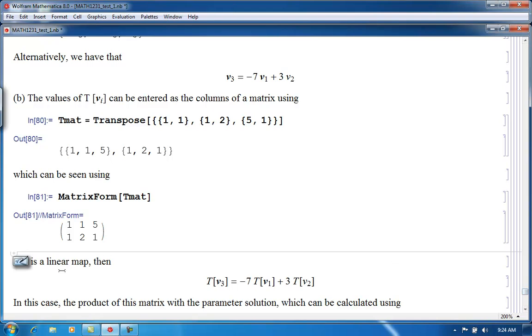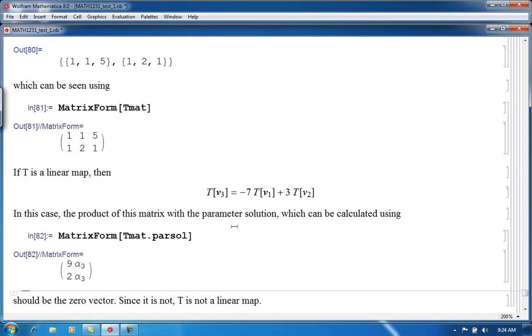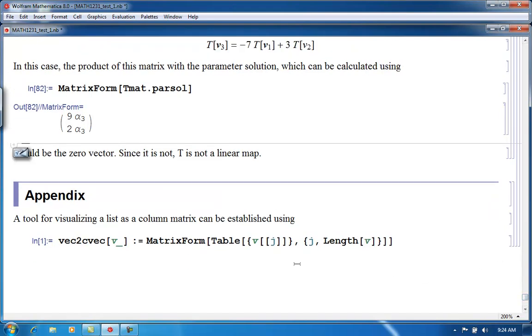So if this is a linear map, then we will require that T of v3 should be equal to minus 7 times T of v1 plus 3 times T of v2. We can calculate that by taking the scalar product of the matrix T with the parameters, and that should be the 0 vector, but it's not. So therefore T is not a linear map. Okay, so we'll stop there.